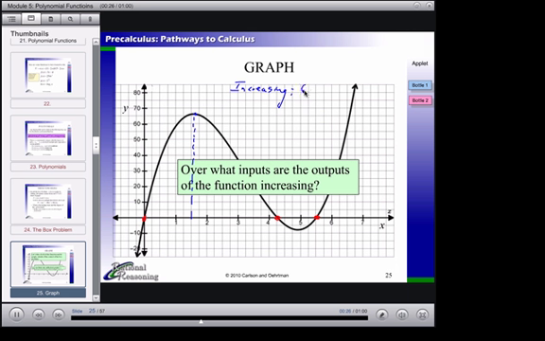So from 0, less than x, less than around 1.6, approximately. Anywhere else where it's increasing? Somewhere around 5 to infinity. So x greater than, maybe it's 4.9. I'm just approximating from the picture. So as x increases, y values are increasing between 0 and 1.6, and then also after the low point, which is around 4.9.